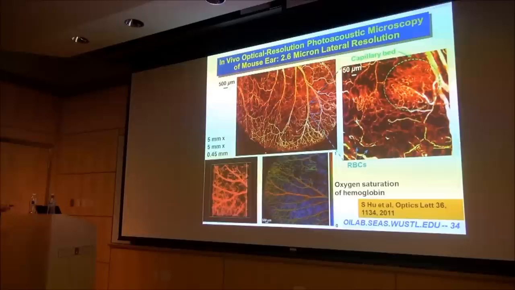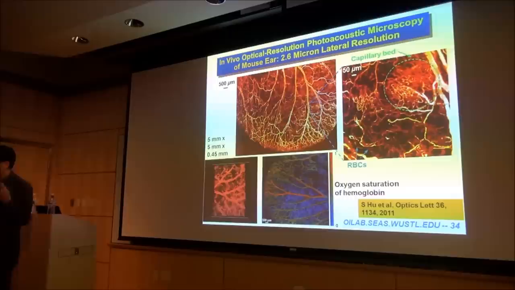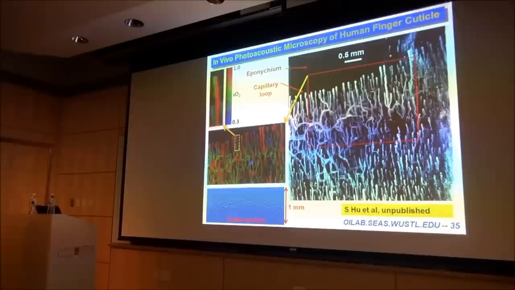So in a way, photoacoustics allows you to provide vessel-by-vessel oximetry of both arteries and veins. So this is vessel-level oximetry. We can apply this in humans. We image our own finger cuticles. You can see these hairpin-like capillary loops, and we can quantify the oxygen saturation of hemoglobin.